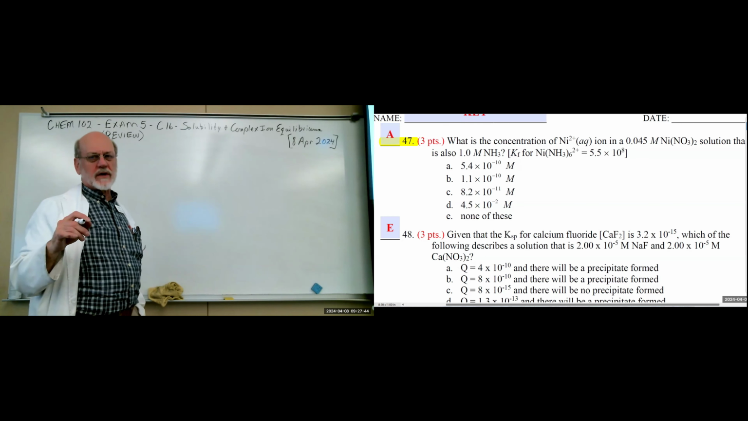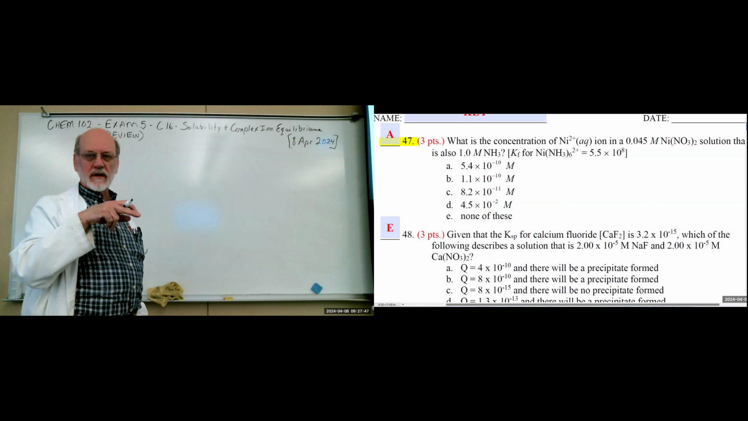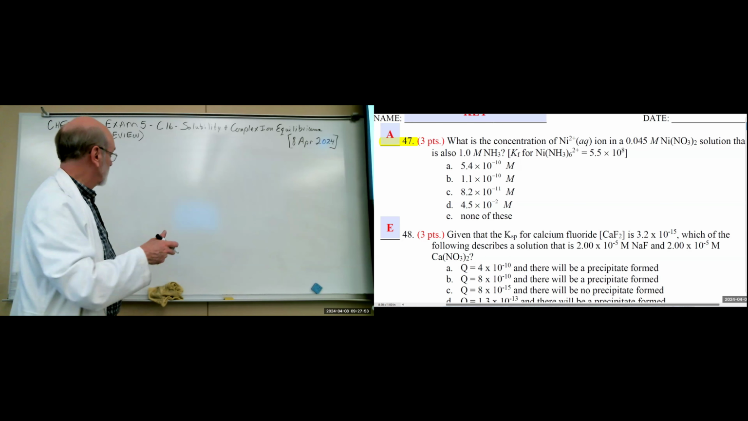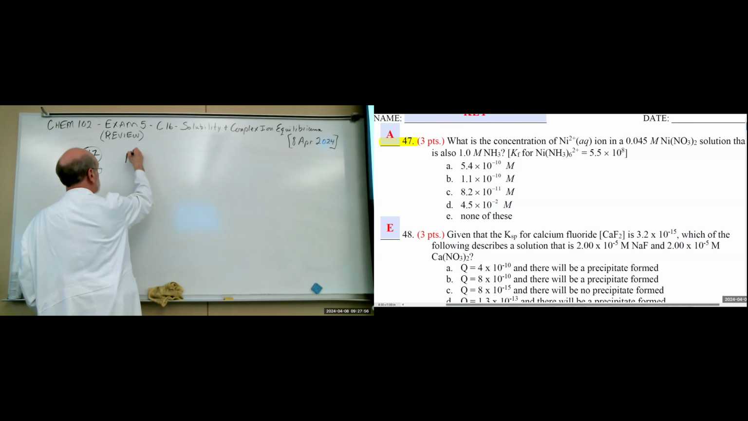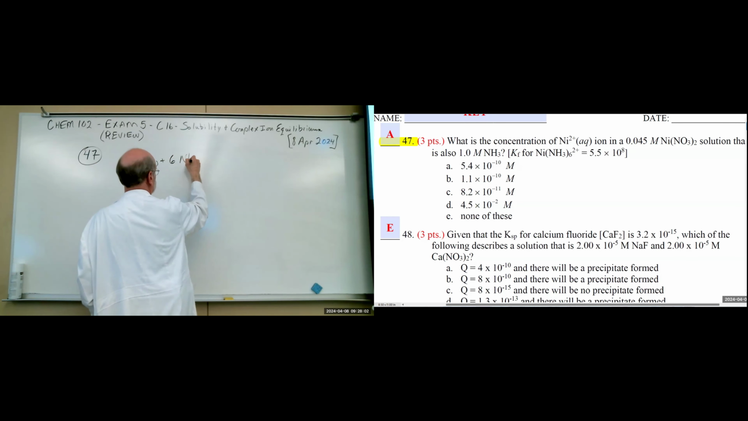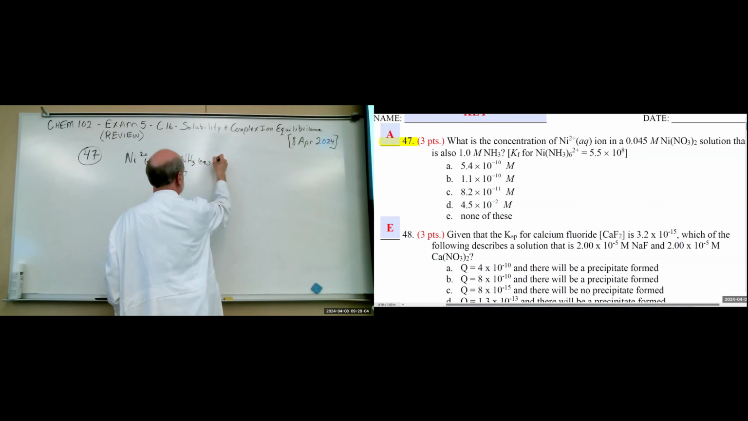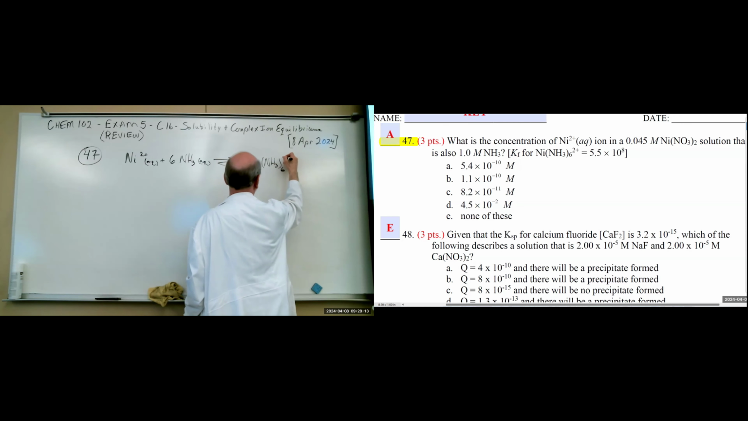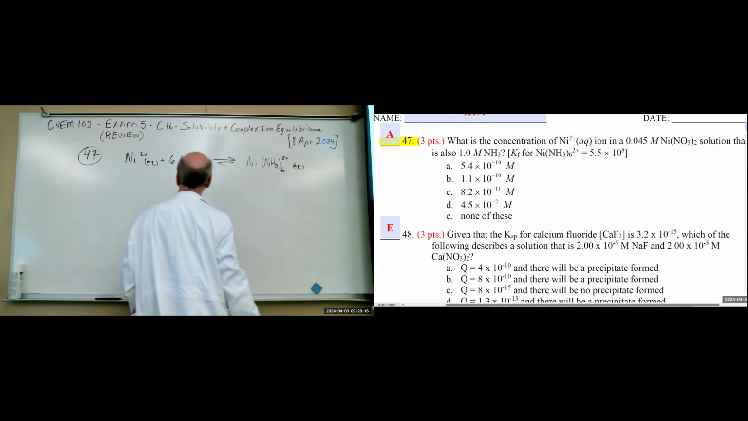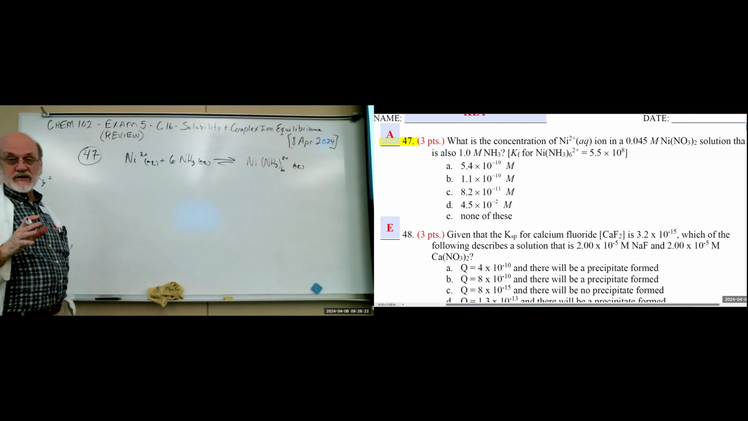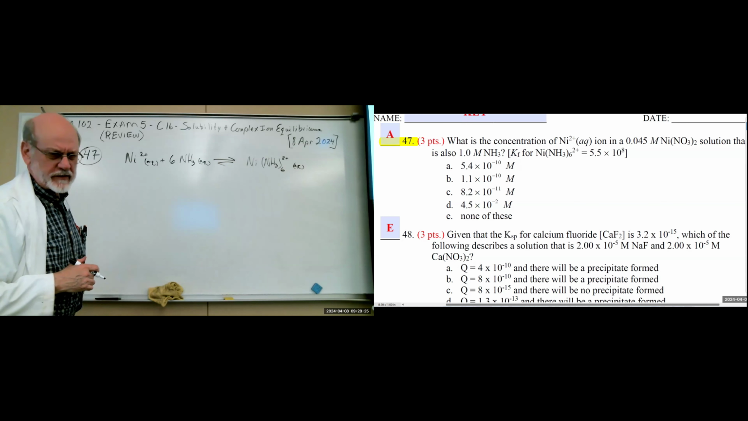So what reaction are we talking about here? We're taking nickel and we're going to nickel with 6 ammonias attached to it. So we got nickel in aqueous solution, and we got 6 ammonias also in aqueous, and that's in equilibrium with the complex ion, also in aqueous solution. Okay, and the Kf, the formation constant here, is 5.5 times 10 to the 8th.